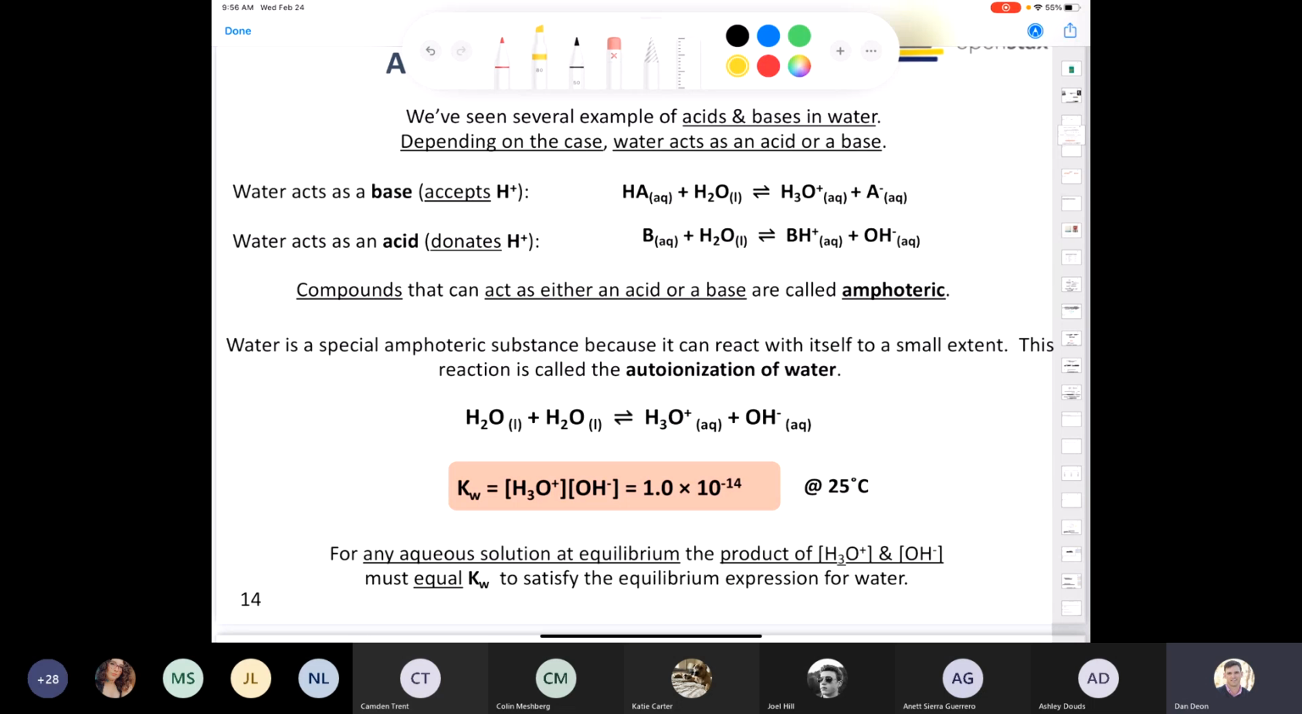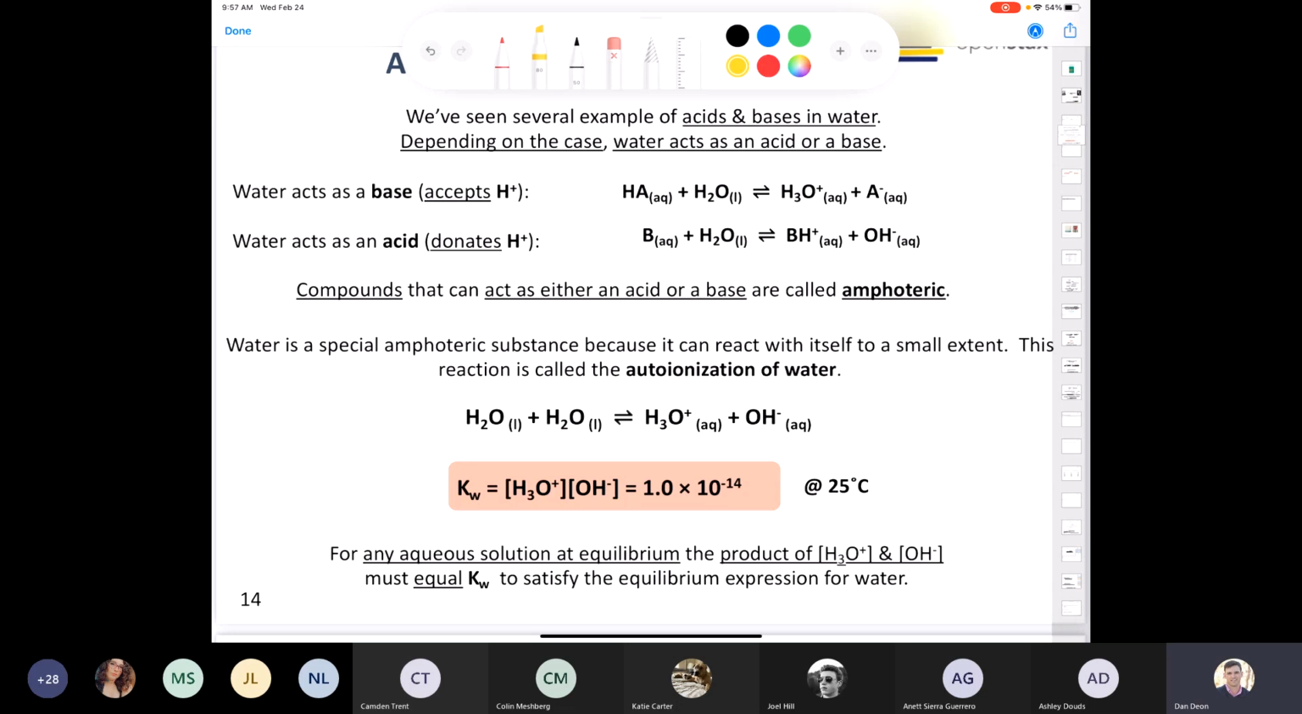We talked about what amphoteric means. Sorry, we didn't talk about what amphoteric is. We talked about what amphiprotic is. So amphiprotic is a compound that can donate a proton or accept a proton. Amphoteric just means a compound that can act as an acid or a base. All right. Okay. So water is a special amphoteric substance, or you can call it amphiprotic. Either way, it falls under both definitions.